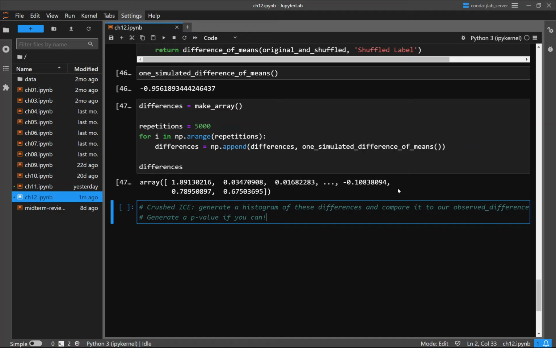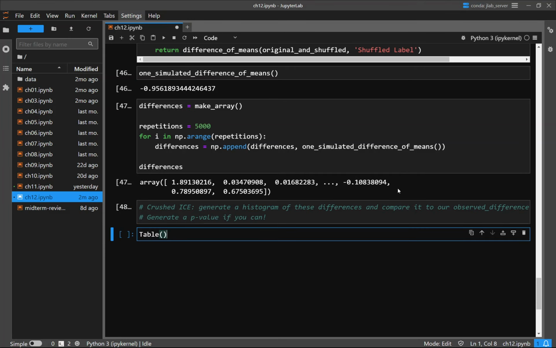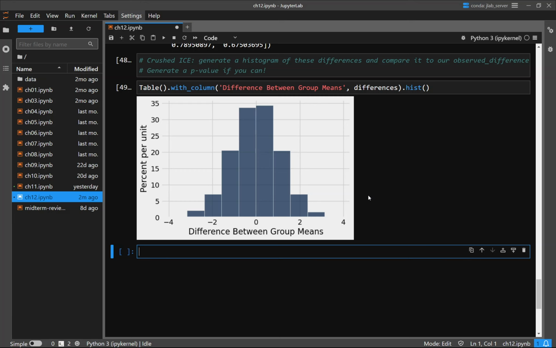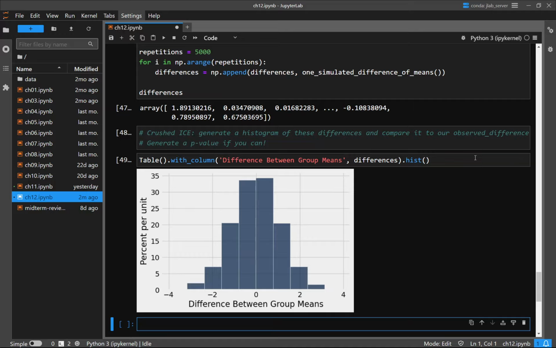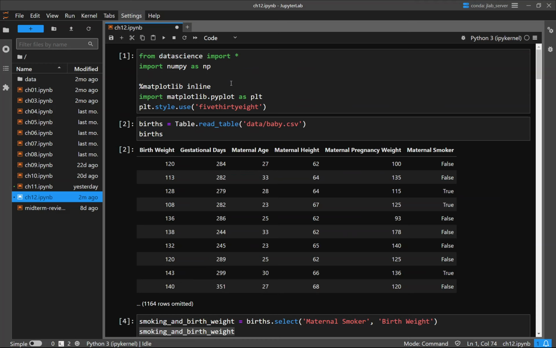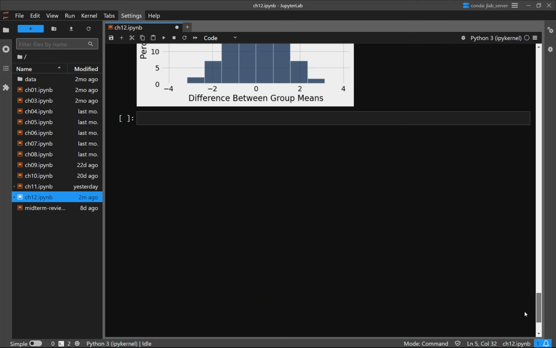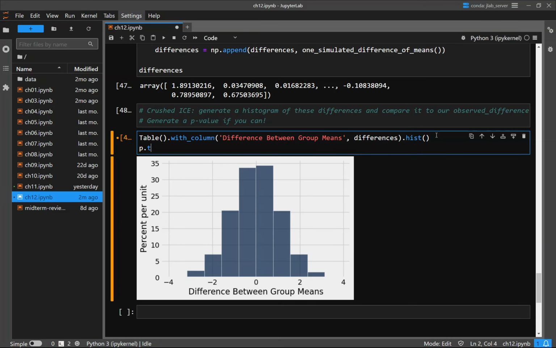Okay, let me try now. With these differences, we can put them into a table, right? We've got to put them into a table to make a histogram. I'll call this column difference between group means, because that's the value we're getting back, and I'll put differences in there. I'll do a standard histogram, all right? So that's that one. And just for fun, let's give it a title. It's this plt thing that gives it a title, plt.title.